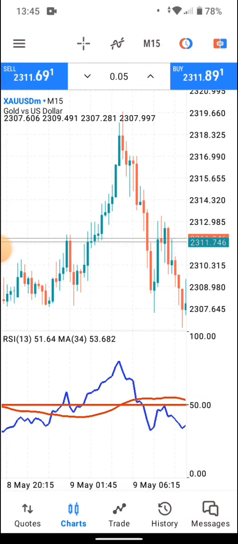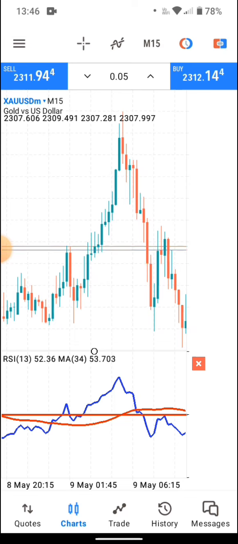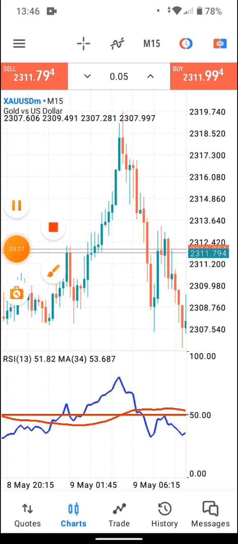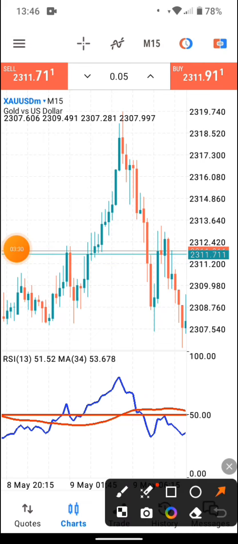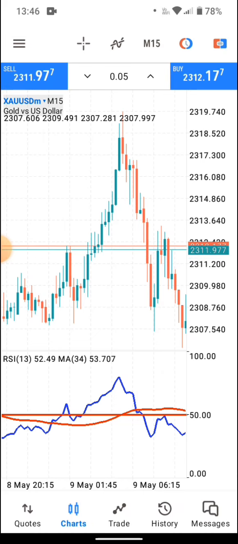If you set this, this is what it's going to look like on your screen. Let me just show you guys here. We have the moving average, our 34 moving average, which is the red, and we have the RSI, which you are seeing, which is the blue. So this is basically what you want to see on your mobile.